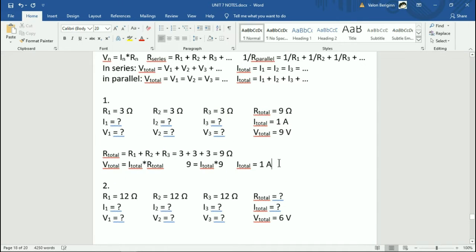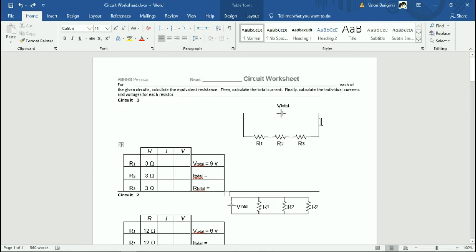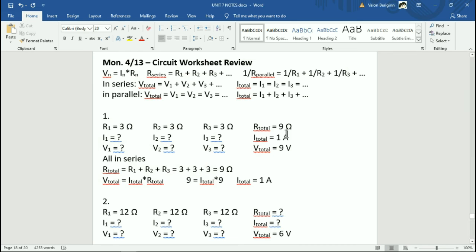Based on what we have, again, this is all in series. So let me write that in. All in series. Since they're all in series, I total equals each of the individual currents. So therefore, I3 is 1, I2 is 1, and I1 is 1.